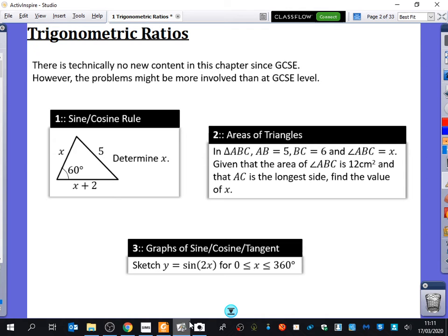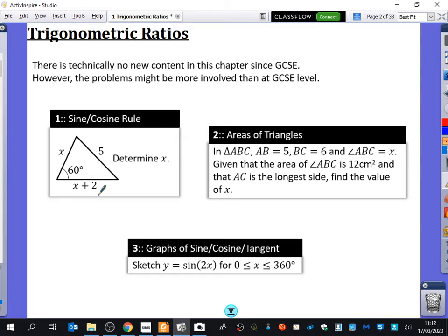Okay guys, so we're going to be moving on to trigonometry for a bit now, and I've written here, there's technically no new content in this chapter since GCSE, but the problems you're going to come across will be more involved than at GCSE level, and some of you may probably not admit this to yourself, but even though you probably looked at these at GCSE, maybe you didn't really understand them properly, or maybe you didn't really get your head around the sine rule and the cosine rule that we've got here.